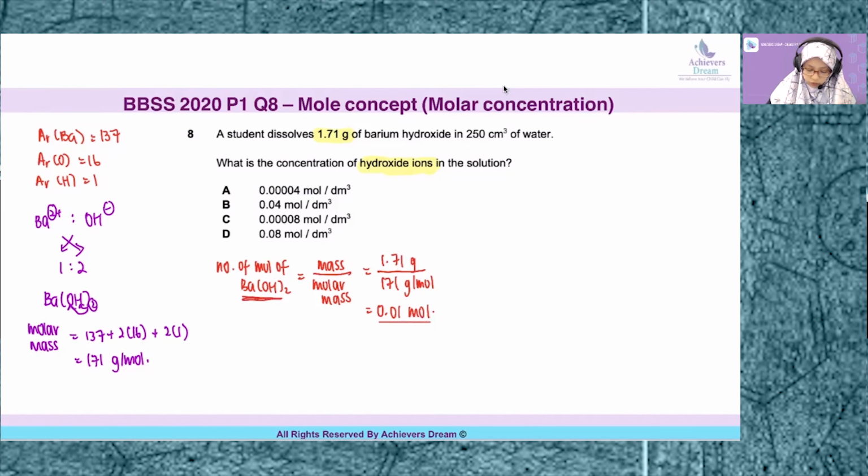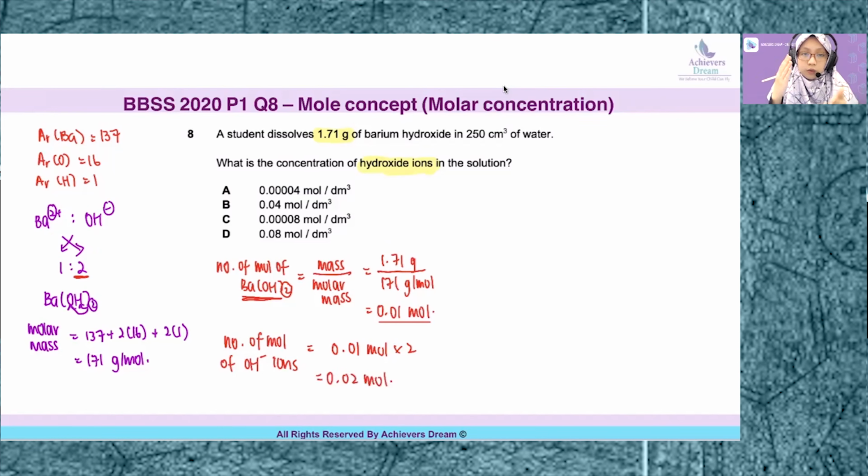So in 0.01 mole of barium hydroxide, the number of mole of hydroxide ion will be 0.01 mole times 2. That's twice as much when you look at the chemical formula. Refer to the cross method as well. We have twice as much hydroxide ions. So we will have 0.02 mole of hydroxide ions in that 1.71 gram of barium hydroxide. Okay, we are done with the first part, the number of mole of hydroxide ions.